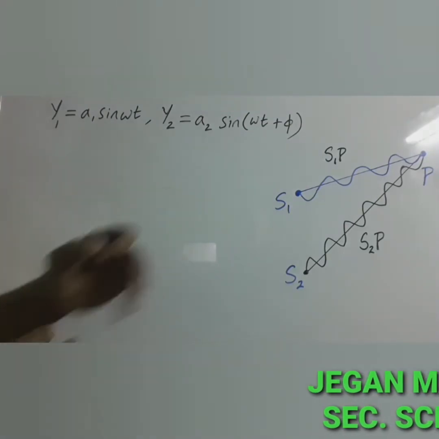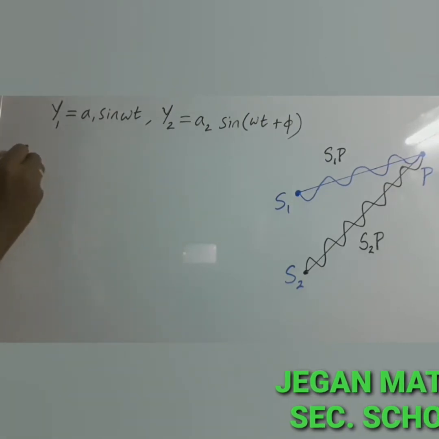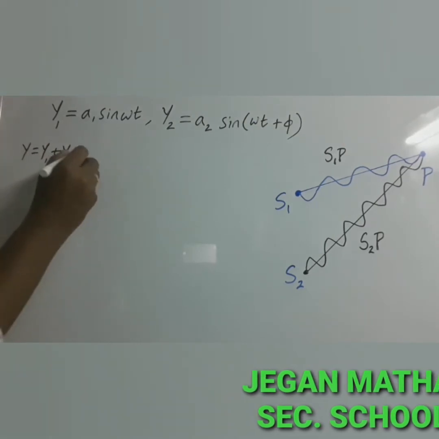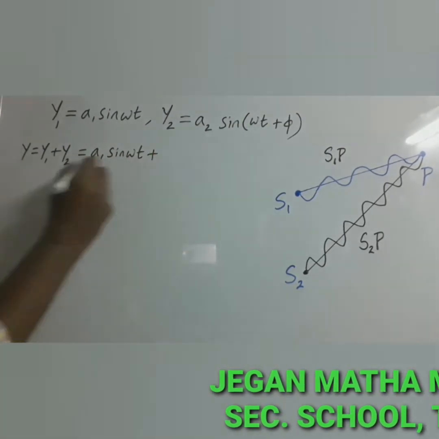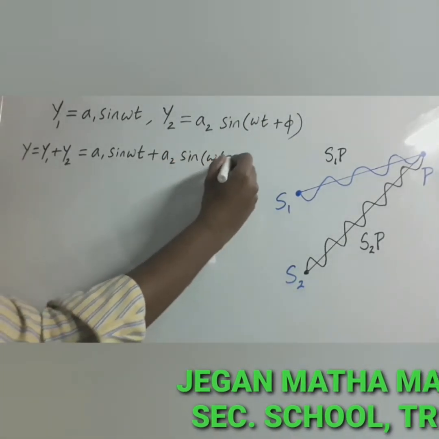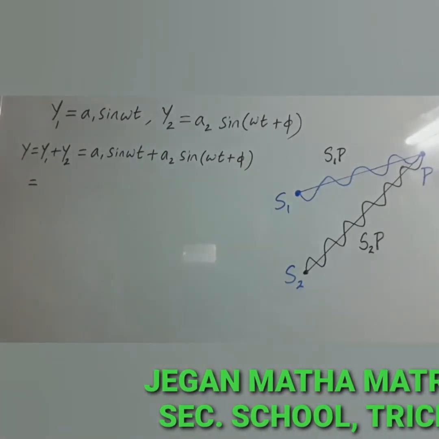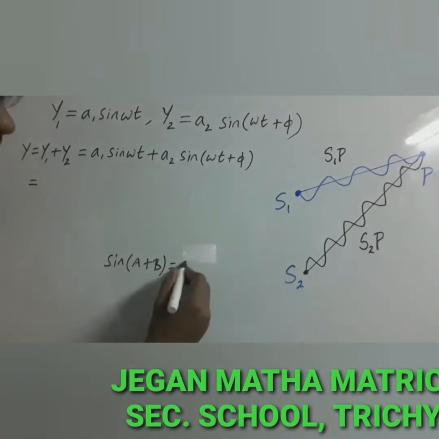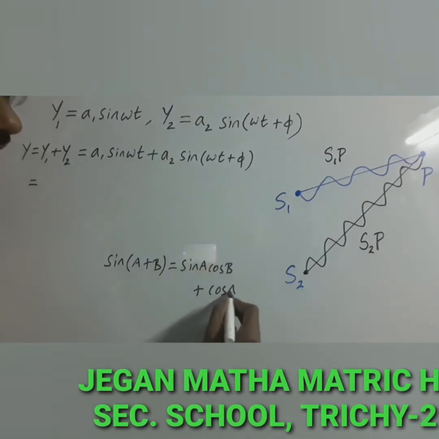Since they are going to superimpose at the point P, we can write the resultant displacement y equal to y1 plus y2. Writing the expression for y1, a1 sin omega t, plus the expression for y2, a2 sin (omega t plus phi). It resembles the sin (a plus b) formula. What is the expression? Sin a cos b plus cos a sin b.